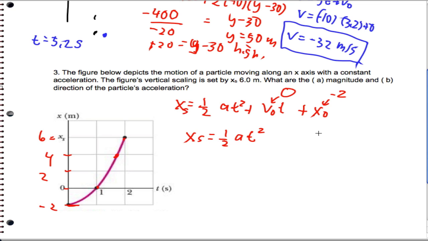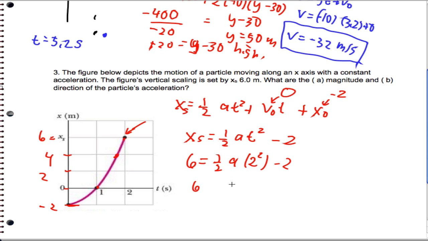So let's see if we can plug in some numbers and solve. Oh yeah, sorry, -2 for the x naught. So let's plug in some numbers. Let's put in 6 here, and we can put in a t of 2 and see what we get. So we get 6 equals 1/2 times a times t, 2 squared minus 2.